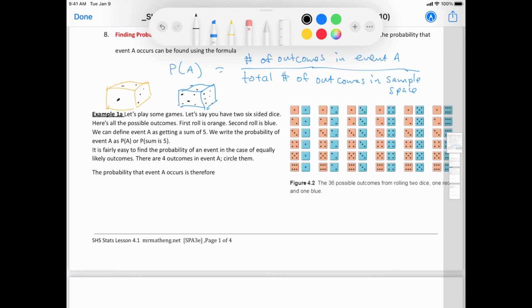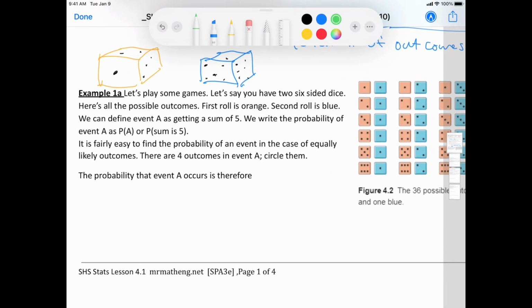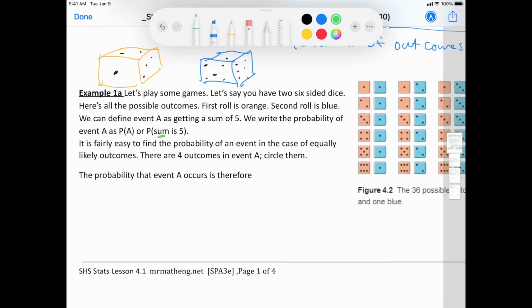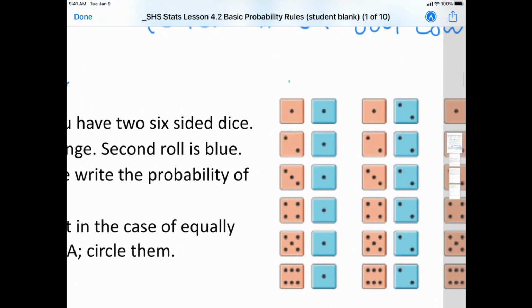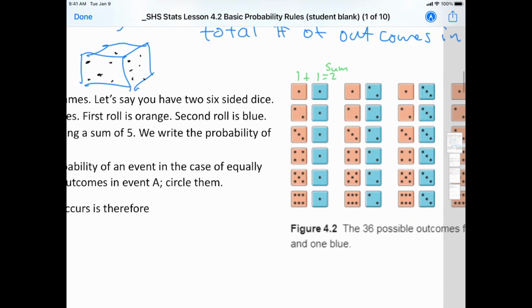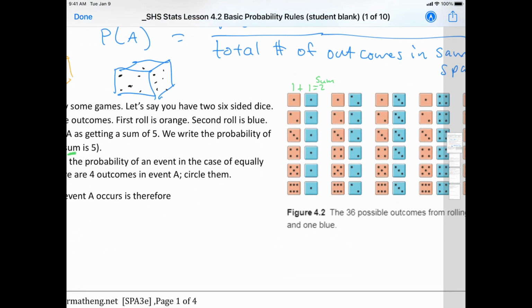We can define event A as getting a sum of 5. We write the probability of event A as the probability of A, or the probability that the sum is 5. A hint on this one: the sum is adding 2 numbers. There are 4 outcomes for event A. For example, this one here is 1 plus 1, which would give us a sum of 2. Go ahead and circle the ones that have a sum of 5.